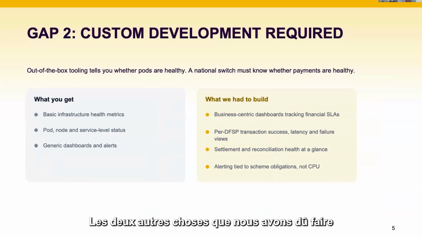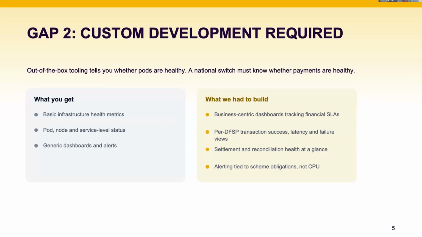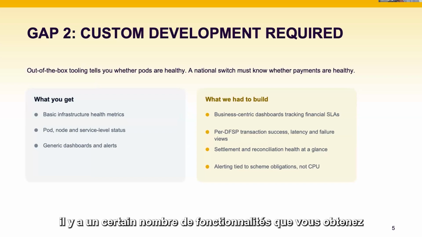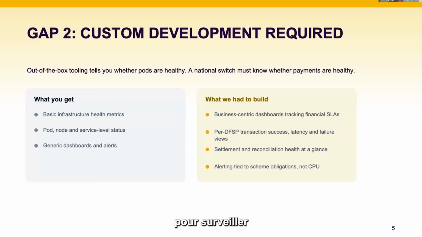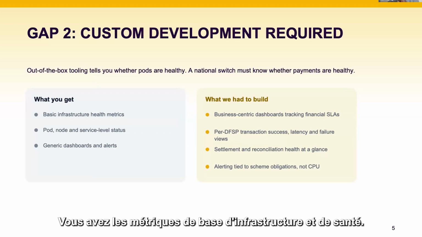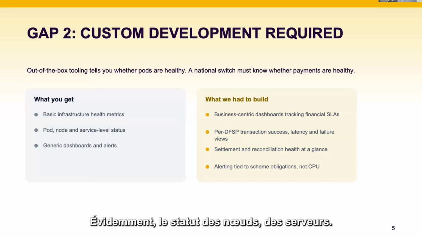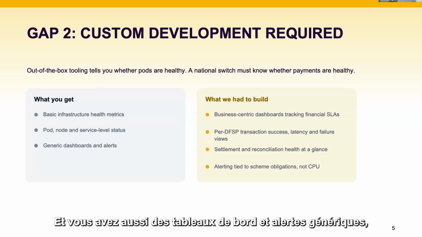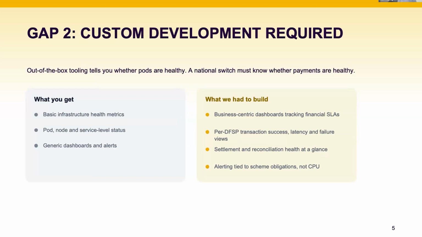All right, so the other two things that we had to do were mostly on observability. Out of the box, there are a number of things that you get when you're monitoring the health of the whole system. You have basic infrastructure and health metrics, pod and node service level statuses, and then you also have some generic dashboards and alerts.